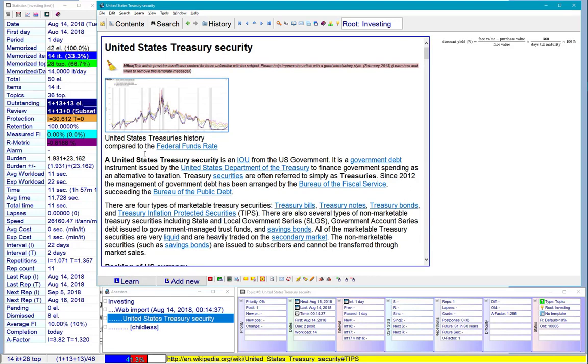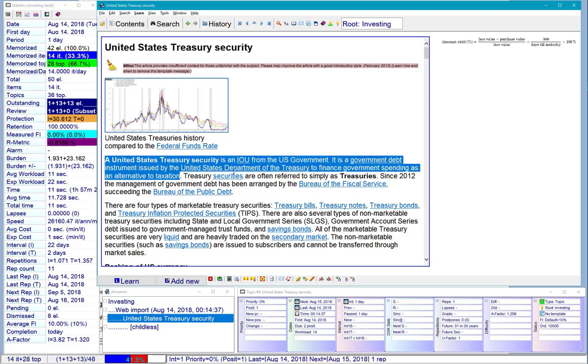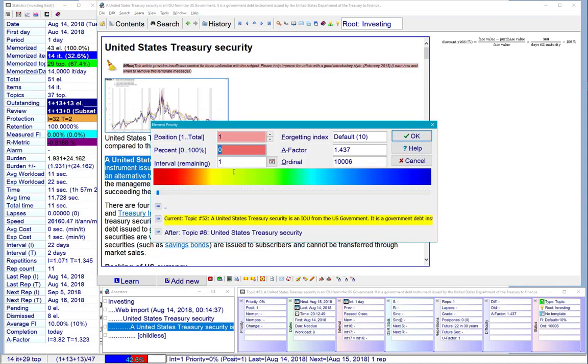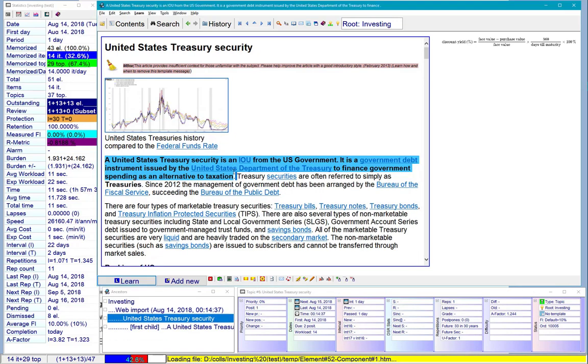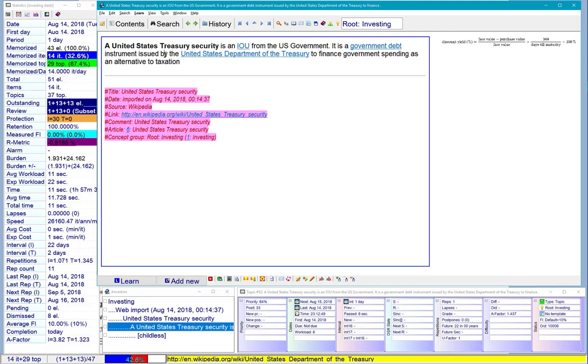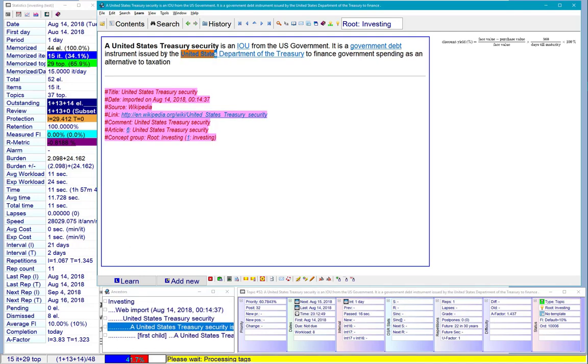It's an IOU from the US government. It is a government debt instrument issued by the United States Department of Treasury as an alternative to taxation.